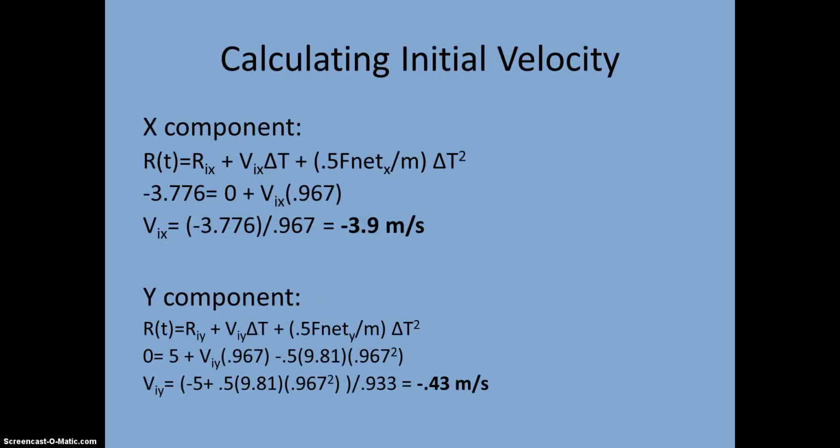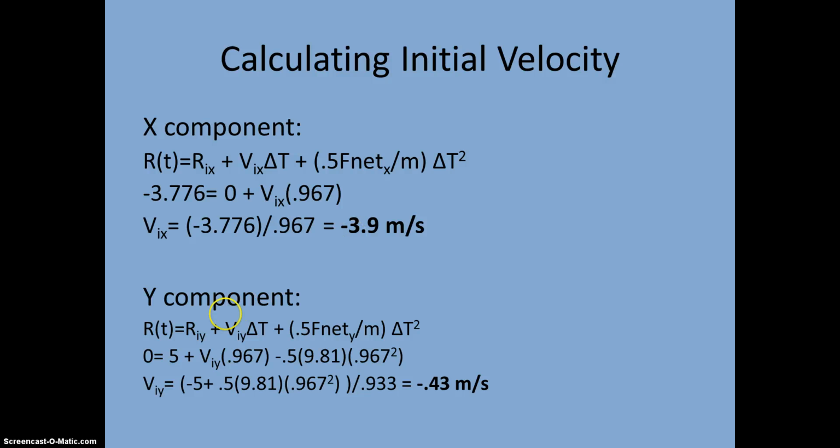So on this slide, I calculated the initial velocity using the equation that was derived from the momentum principle. For the x component, you only use the x part, and since he started at 0 and ended at negative 3.776, you just plug in those numbers, and the final time was 0.967, so that was the time that passed. So the initial velocity is going to be equal to negative 3.776 divided by delta t, which is 0.967, which gives an initial velocity of negative 3.9 meters per second.